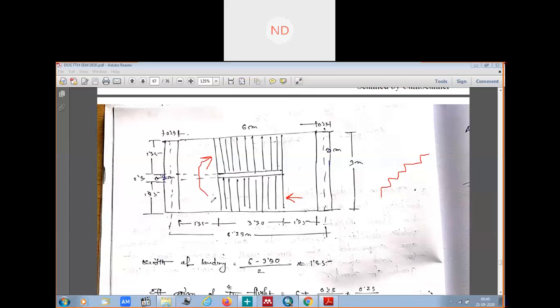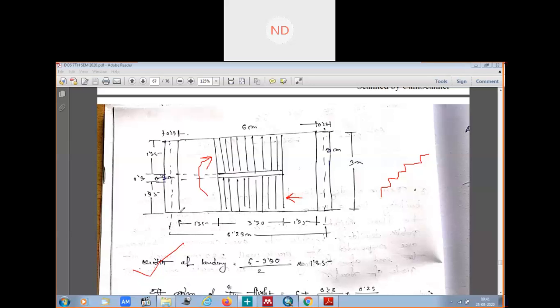Okay, we got this. Here you can also see the width of the landings: 6 meter minus 3.30, divided by 2, so we got this landing, 1.35 meter. Now the effective span, once we know the length of the treads and the width of the landing, we can calculate.